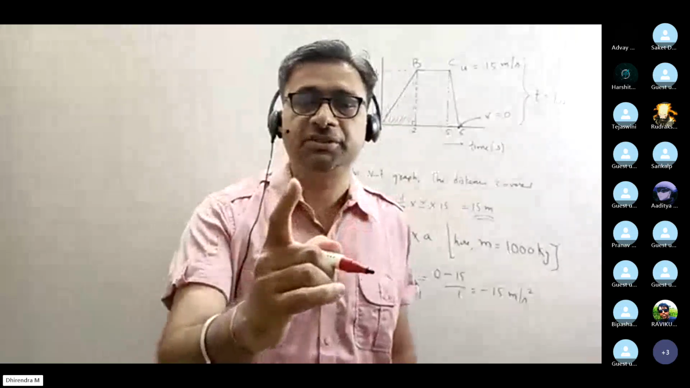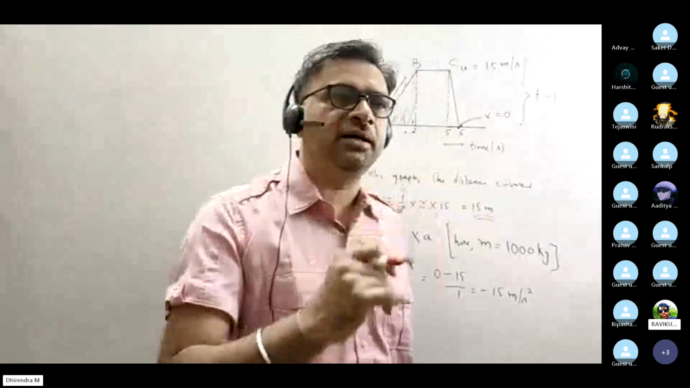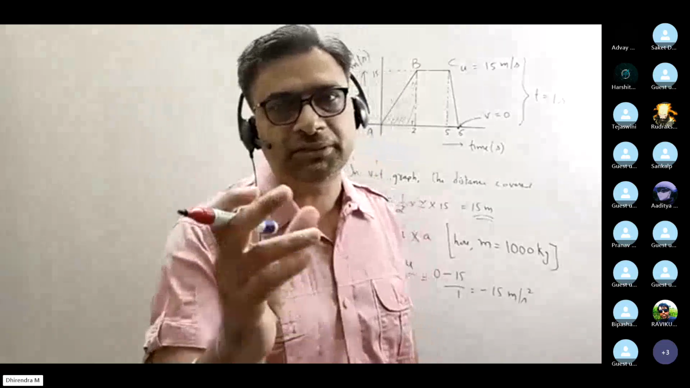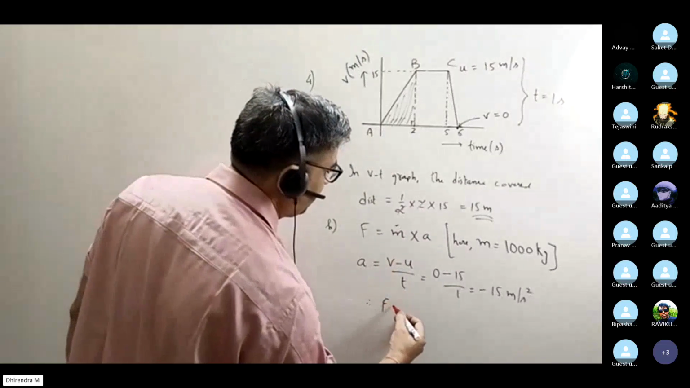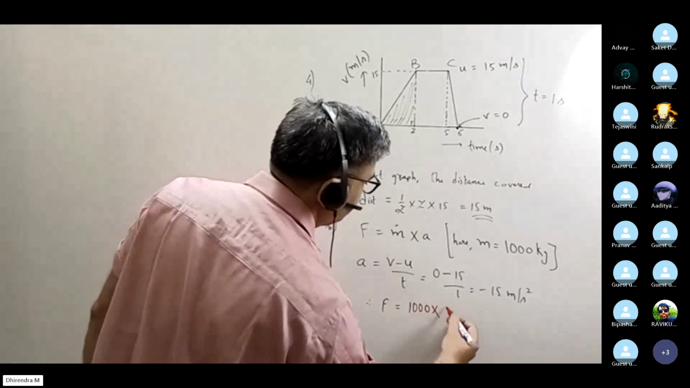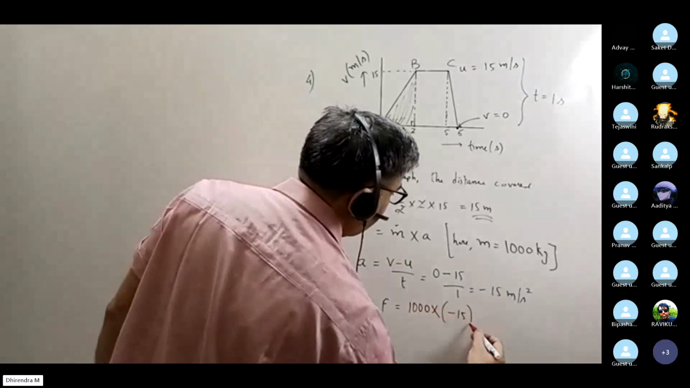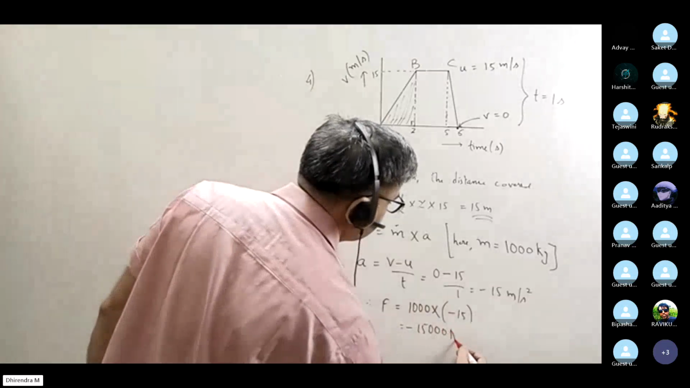Because it is negative acceleration. The brakes are being applied. It is retardation. In short, we call it retardation. It's negative acceleration. So therefore, the force that is applied is mass into acceleration. Let this minus sign remain. It will be minus 15,000 newtons.